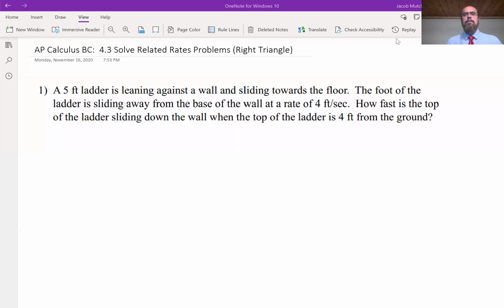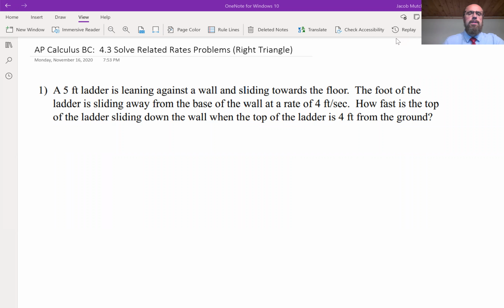Welcome to Calculus. Today we'll investigate solving related rates problems involving right triangles. We'll take a look at two examples. Here's our first example. It's about a 5-foot ladder leaning against a wall and sliding towards the floor.